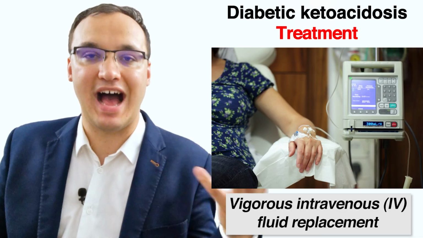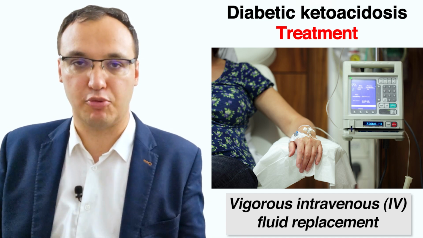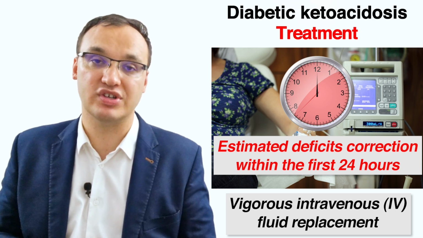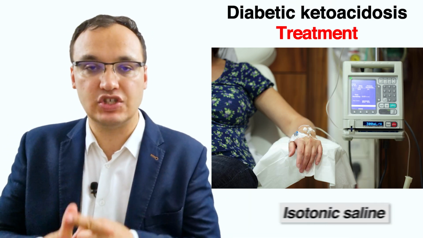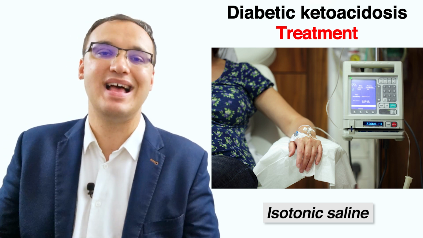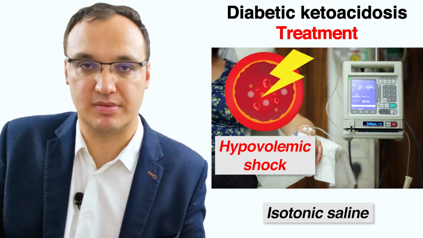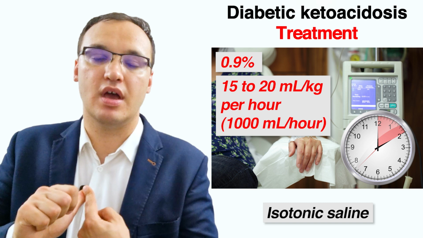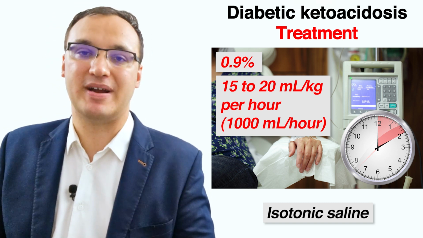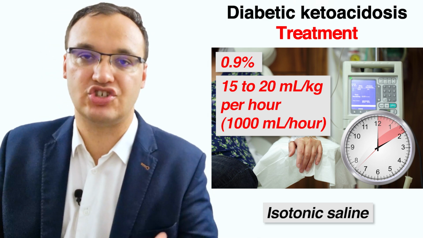And to correct both hypovolemia and hyperosmolality, we need to give fluid. That's the important thing. And this fluid replacement would correct estimated deficits within the first 24 hours when given with some caution. Isotonic saline solution should be infused very quickly because patients with hypovolemia and shock need this treatment very quickly. And we give 0.9% isotonic saline solution at the rate of 15 to 20 milliliter per kilogram per hour, or approximately 1000 milliliter per hour in an average sized person.